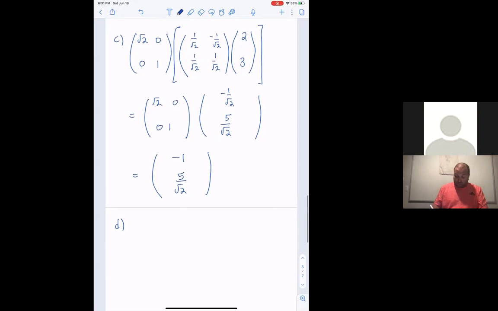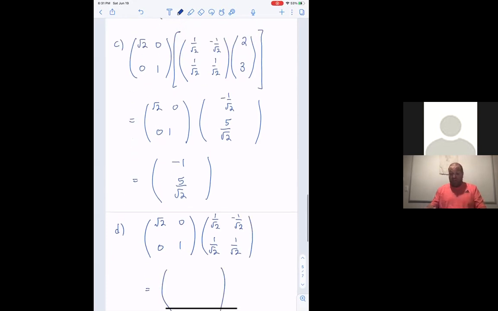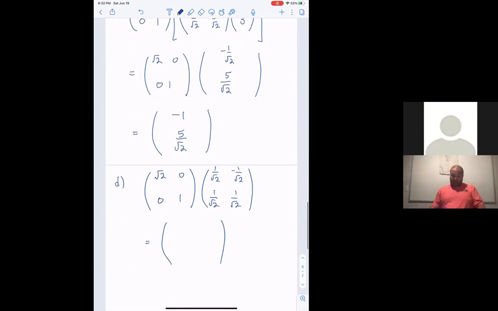But what we could do is first combine the transformations into a single transformation and then apply that to 2, 3. Remember, matrix multiplication is associative. If I have 3 matrices, 1, 2, and 3, being multiplied by each other, I can do the second and third, get the answer, and then do the first by that, or do the first 2 together, get the answer, and then do the third. So if I do this, let's see what I get.